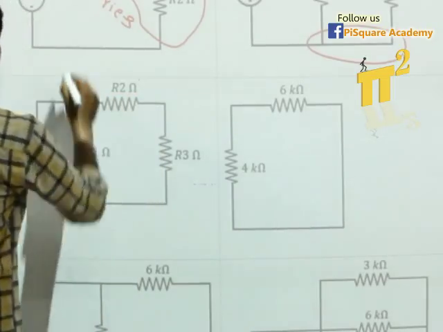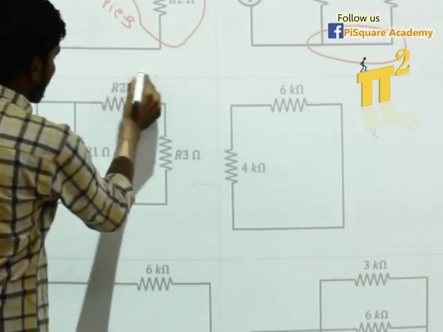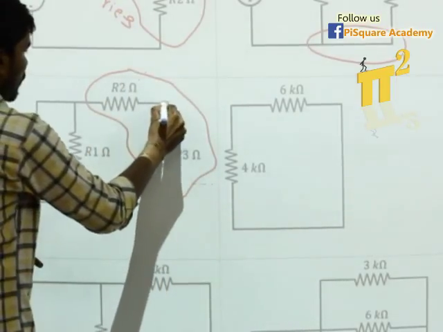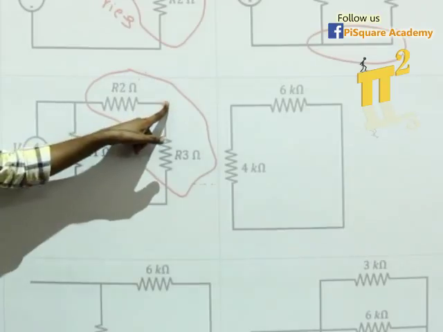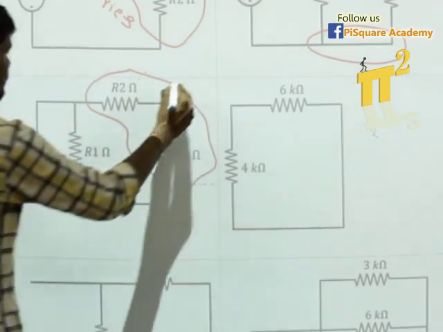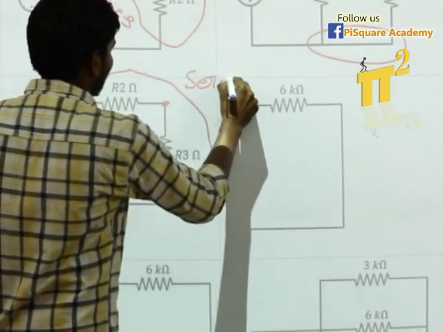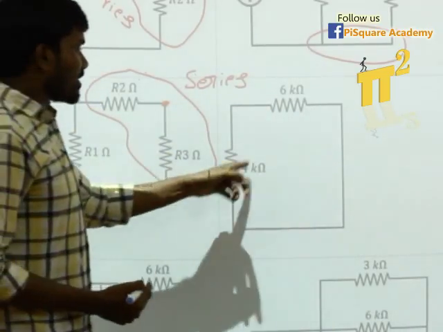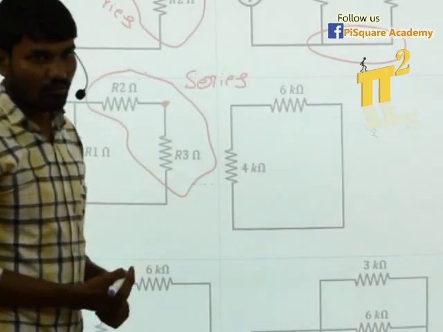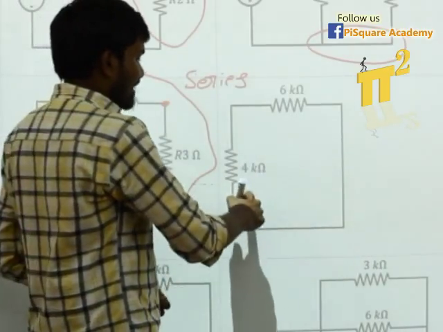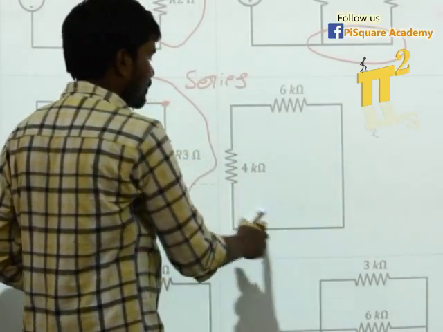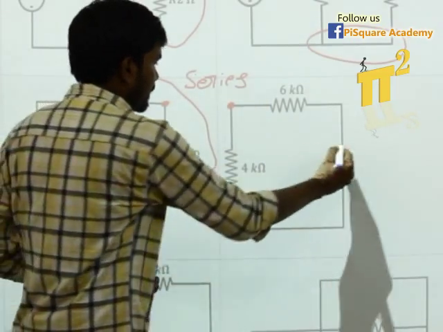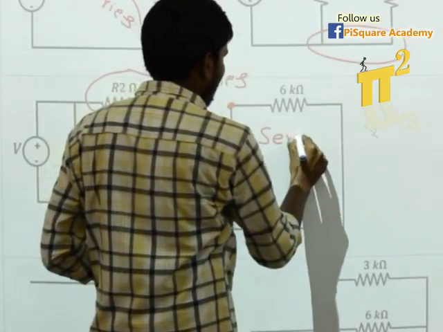Now what about these two? Yes, we have a node here. Degree of the node is 2. So these two are in series. Fine. Now what about these two? As it is a simple loop and the degree of the node here is 2, they are in series.